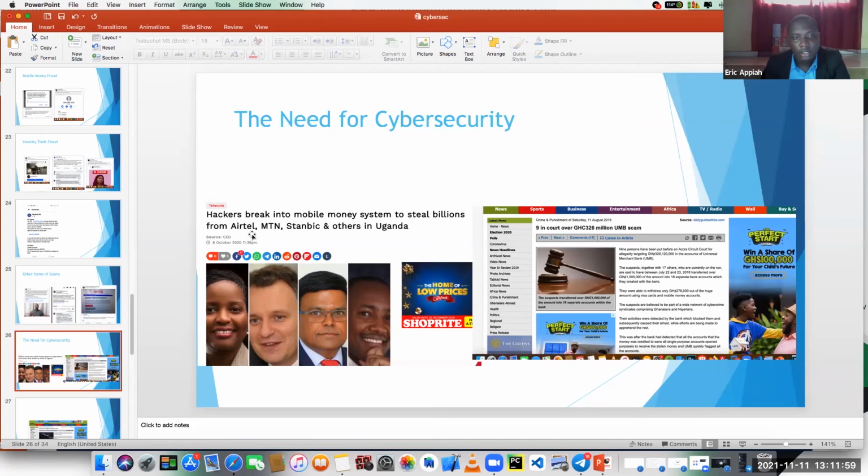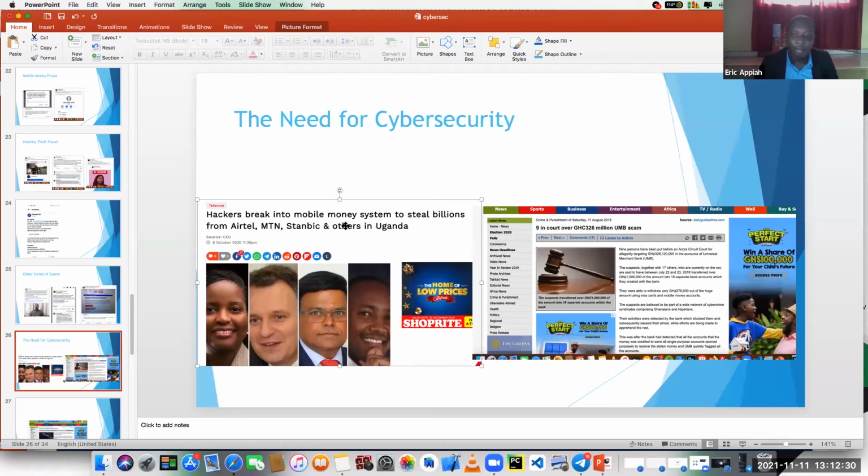So they broke into and stole people's money. And that is why we need to protect our systems. We need to update our systems. They're very, very important. On your right, you see an article from Ghana Web that says that 9 in court over 326 million Ghana cedis UMB scam.